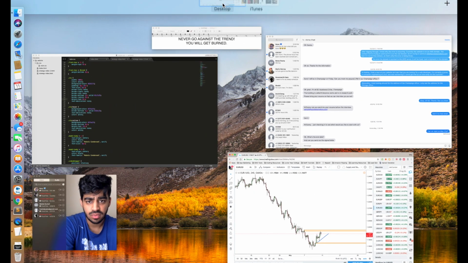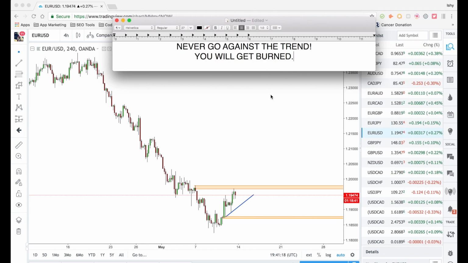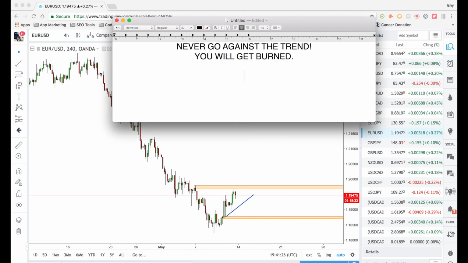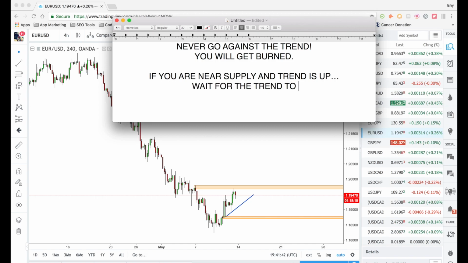Alright? So never go against the trend. You will get burned. Okay? If you are in a supply zone, alright, let's write this down. If you are near supply and trend is up, wait for the trend to reverse, or actually, wait for the trend to show evidence that the market is going to change.